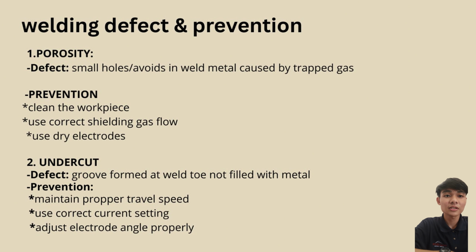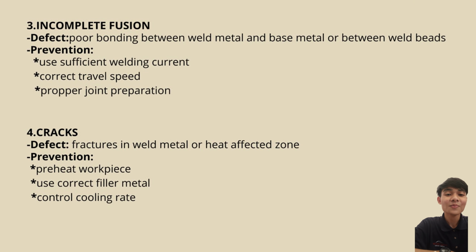Second is undercut. The description is a groove melted into the base metal next to the toe of the weld, which is not filled by the weld metal. The prevention is to use a proper travel speed, the correct current, and a suitable electrode angle. And third is incomplete fusion. The description is a lack of fusion between the weld metal and the base metal or between adjacent weld beads.